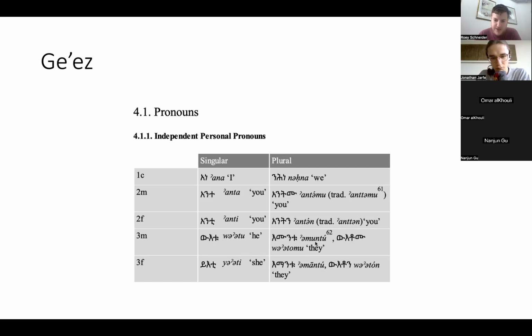Amuntu is weird, and so is Amantu. This is very, very different from what we know from other languages. There is no difference between the two nasals, but it has M in both. I think Ge'ez is the only language to have M in both the masculine and the feminine plural pronouns.